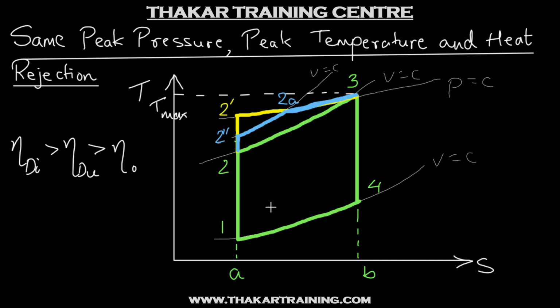I hope you are following this method of comparing the cycles. Alright. It is making it easier for you. Now this condition of same peak pressure, peak temperature and heat rejection was once asked in GATE for 2 marks. Right? Exactly, the 4 options were shuffled with all the efficiencies mixed and matched. The correct option was this: diesel cycle more than dual cycle more than Otto cycle. Alright. So exactly the same question was asked.